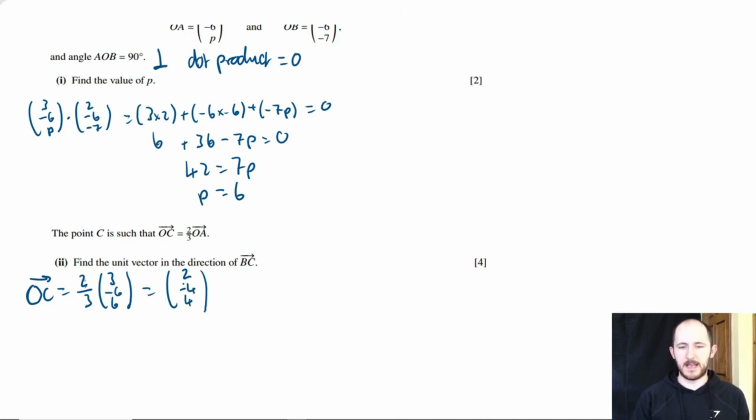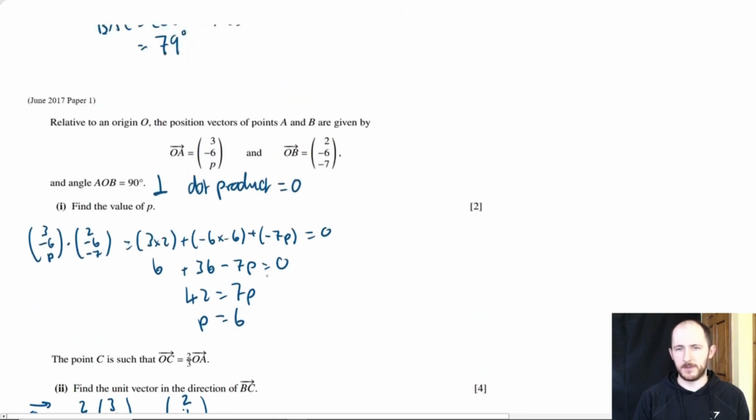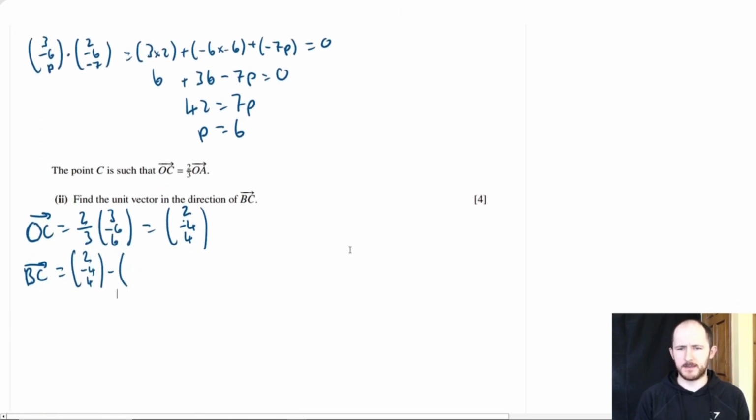Cool. And then again, for working out the unit vector of BC, we first need to work out the vector BC, find its modulus and divide it, bish bash bosh, Bob's your uncle, easy. So BC, we take the vector C, so 2, minus 4 and 4, and we're going to subtract B from it, which is 2, minus 6, minus 7.